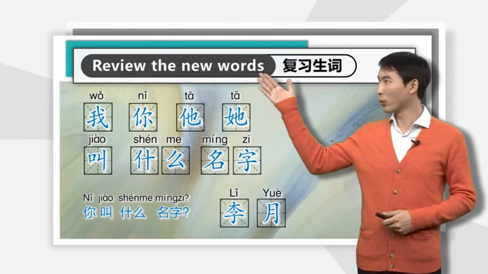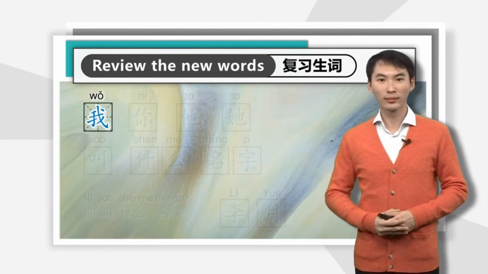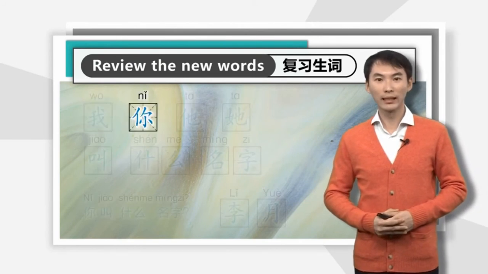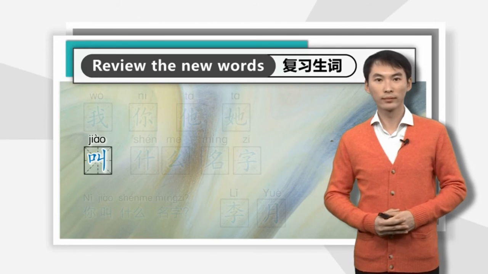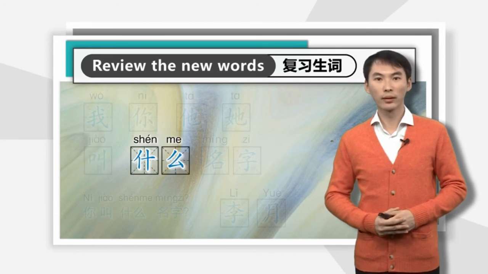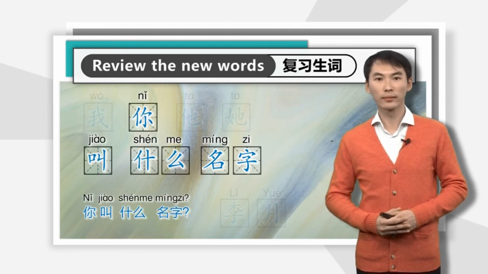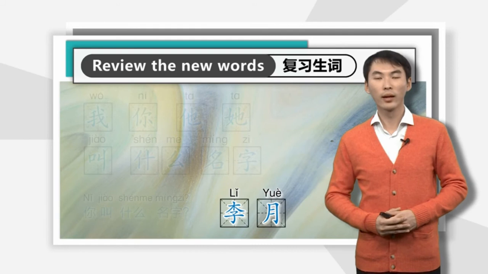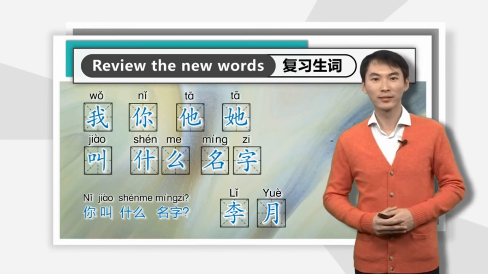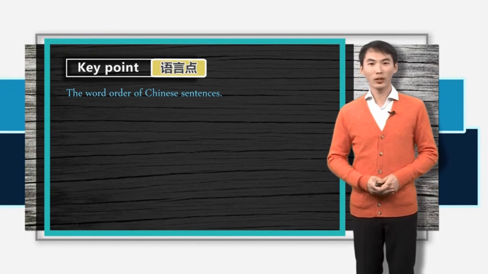Okay, let's review the new words. 跟我读我, 你, 他, 叫, 什么, 名字. 你叫什么名字? 你叫什么名字? 李月. Good job. Now, let's focus on the language points.